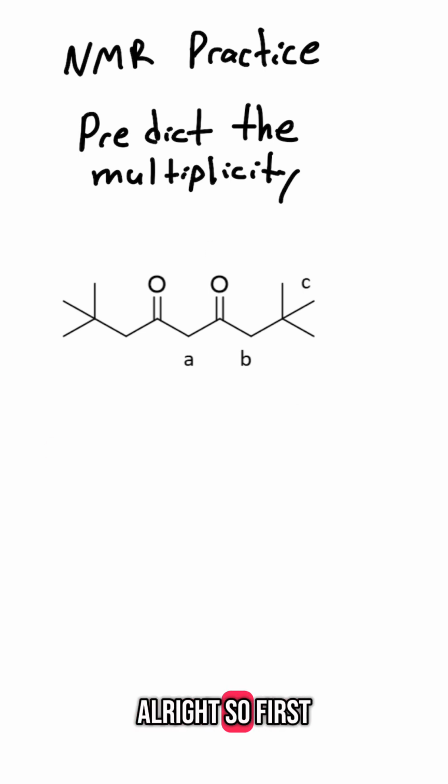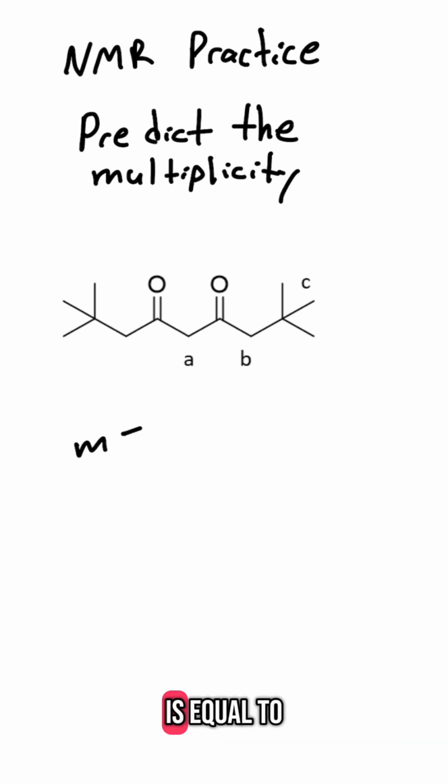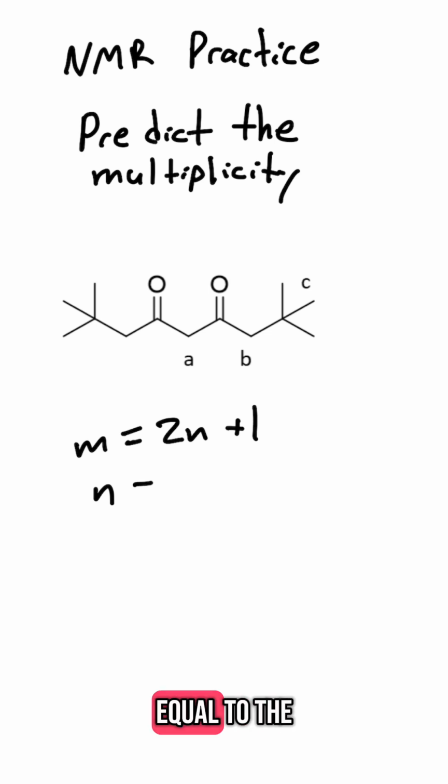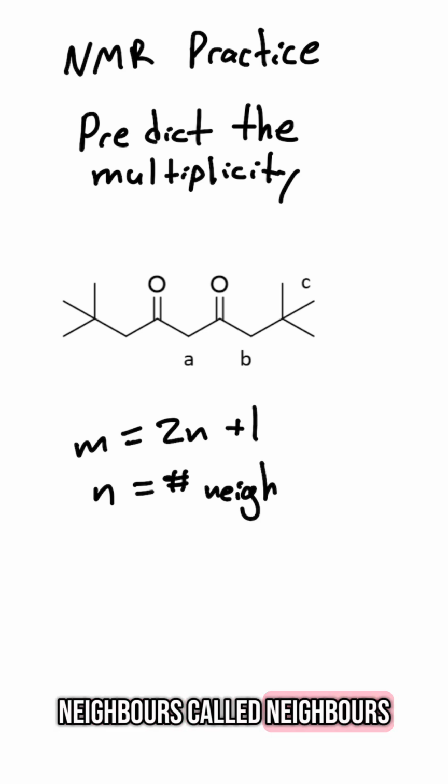All right, so first off, if you remember from a video that I posted a while back, the multiplicity in NMR, where N is our multiplicity. Actually, I'm going to do this another way. Our multiplicity, I'm going to call it M for right now, is equal to 2N plus 1, where N is equal to the number of neighboring hydrogens. Just call it neighbors.